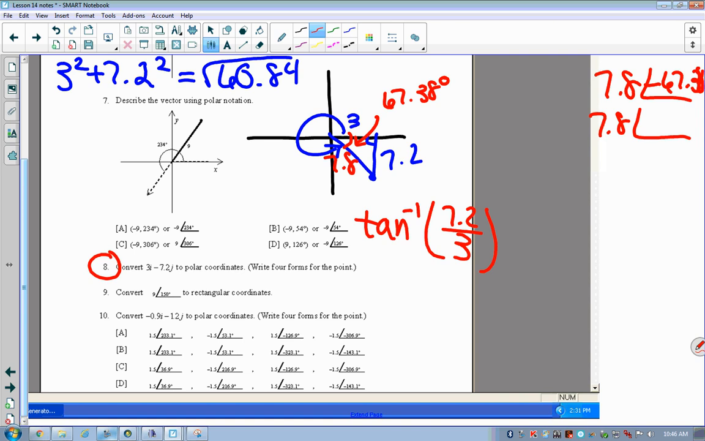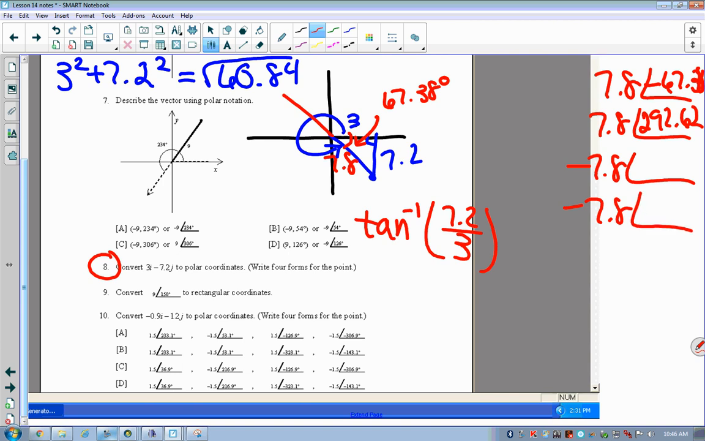What do I get? 292.62. All right, now they want the other one. Well, that's still 7.8. Actually, we're going to refer to it as negative 7.8 and negative 7.8. So we're out over here.